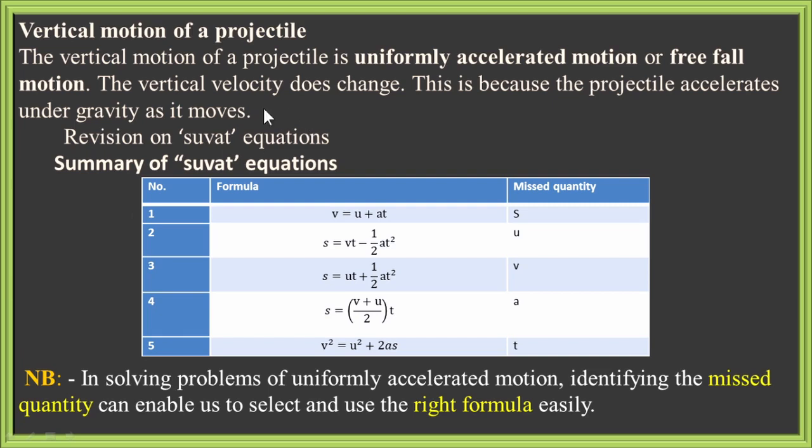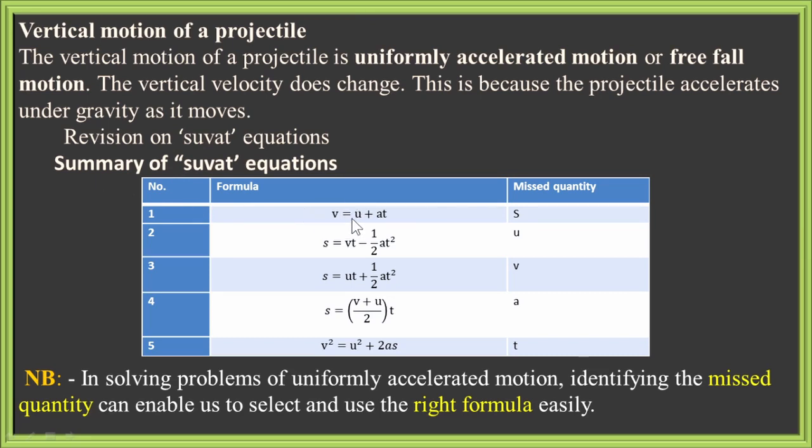That net force is due to gravitational force. Let us revise SUVAT equations, or equations of motion with uniform acceleration. We have said that the vertical motion is uniformly accelerated motion or free fall motion. The acceleration of the projectile in the vertical direction is acceleration due to gravity, which is 9.8 meters per second squared. Summary of SUVAT equations. You have learned the derivation of SUVAT equations in grade 9, so let us see the equations as they are.